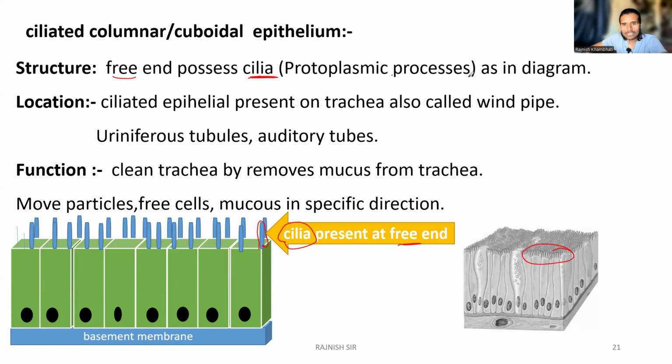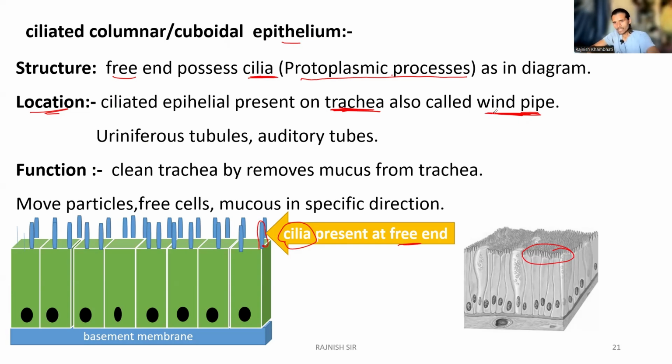Protoplasmic processes. The cilia are protoplasmic processes, as in the diagram. Location where you can find the ciliated columnar and ciliated cuboidal epithelium: ciliated epithelial tissue is found on the trachea, also called the windpipe, in your lungs. The windpipe's function is to carry oxygen and CO2, which helps in respiration, breathing. That is called the windpipe, also known as the trachea.